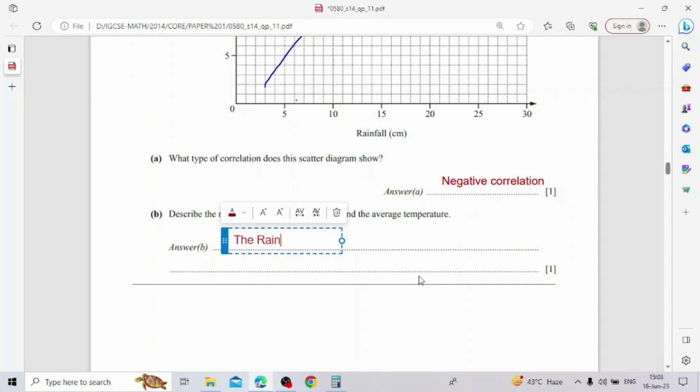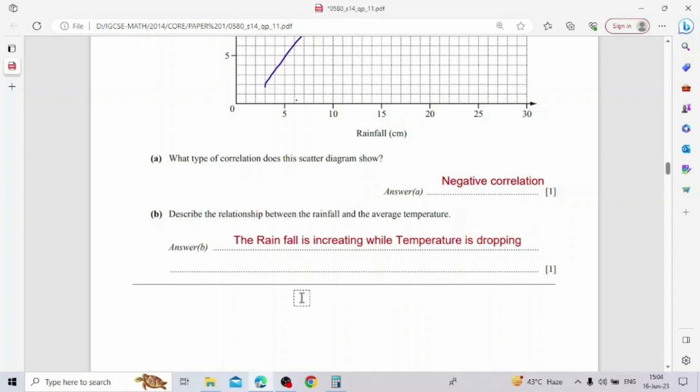The rainfall is increasing while temperature is dropping. So this is what we can get from this scatter plot.